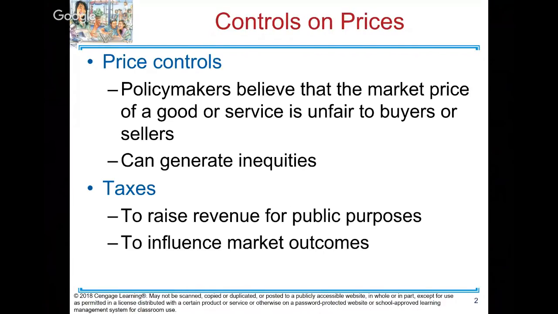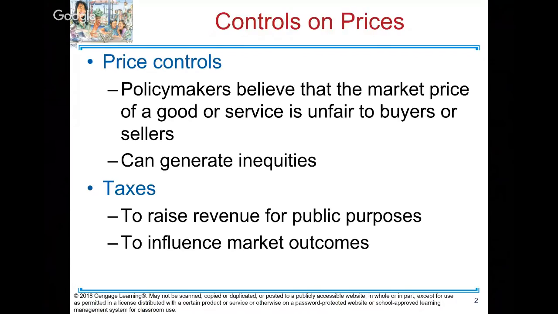Now, I'm going to talk about two aspects of the government role in the economy, and the first one is called price control. So price control is when the policymakers believe the market price of a good or service is unfair to either buyers or sellers, and they will step in and force a change to the price of the good. That's called price control. The second aspect is that the government can put a tax on the good.